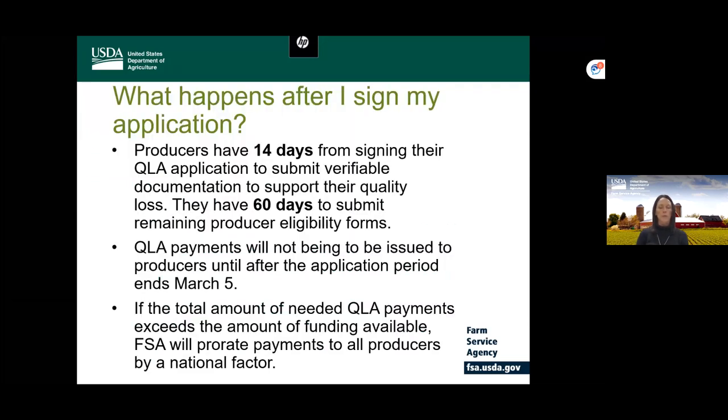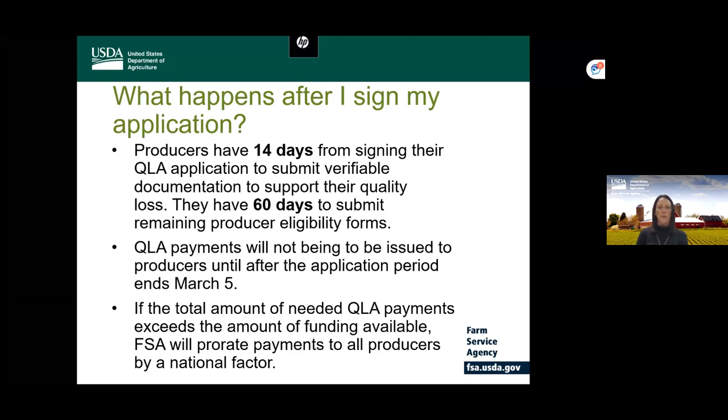So after you submit your application, you have 14 days from signing the application to submit all the verifiable documentation to support your quality loss. So we encourage you to submit it all at the same time, but if for some reason you needed to get additional documentation, you do have 14 days from signing the application to submit it. You also have 60 days to submit any of those remaining producer eligibility forms, such as your adjusted gross income or your wetland highly erodible certification.